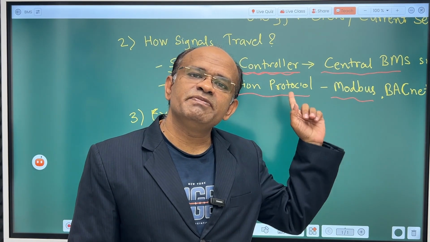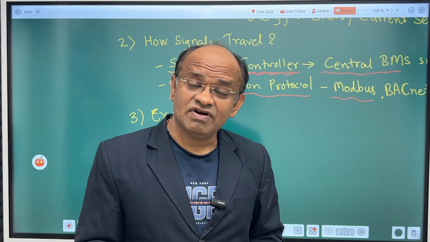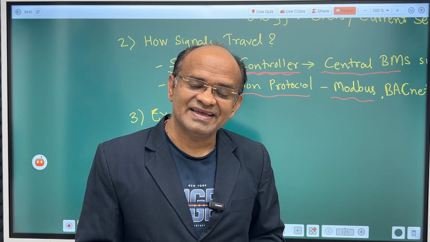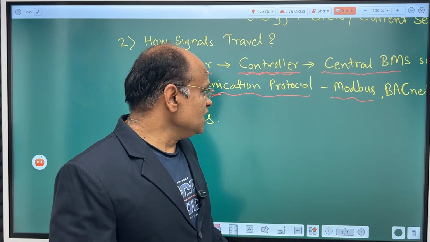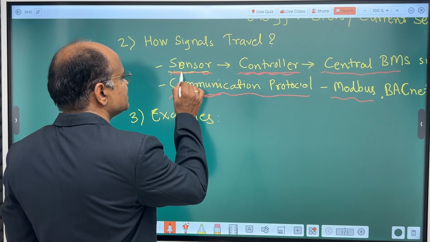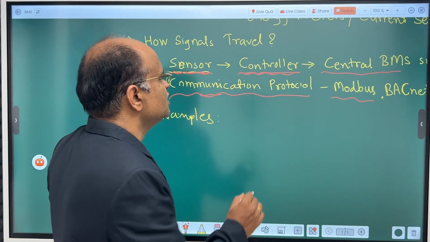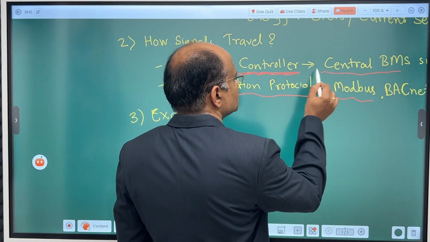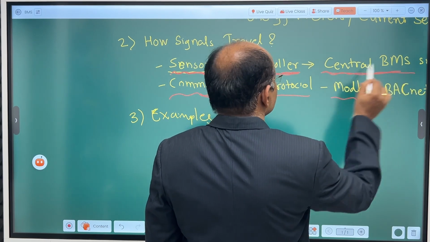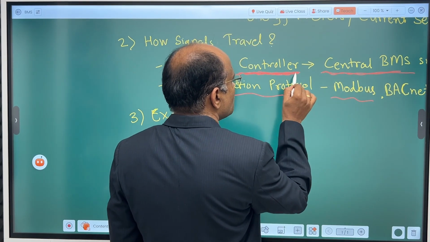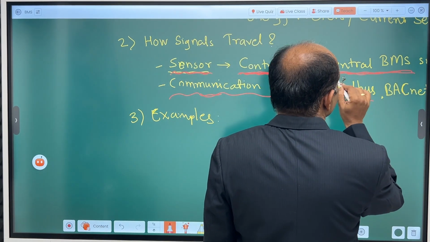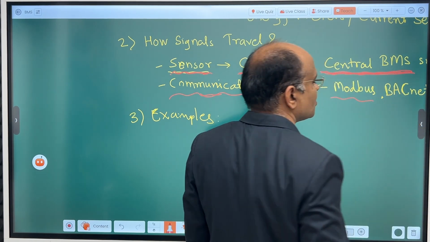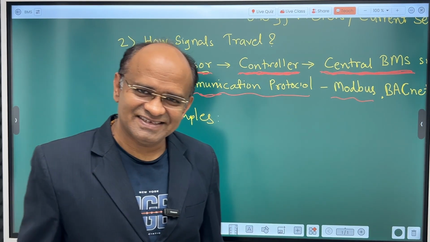The controller will be connected to that device. So the sensors are the nervous system, the controller is the body, and the central BMS system is the brain of the BMS system.